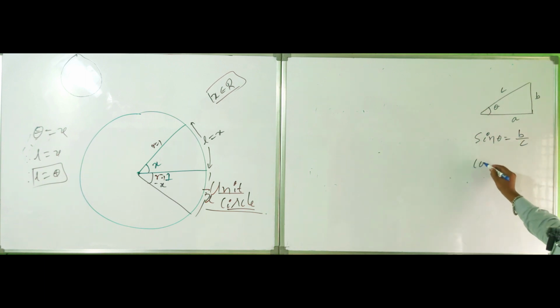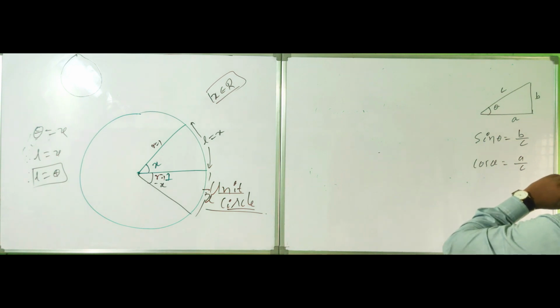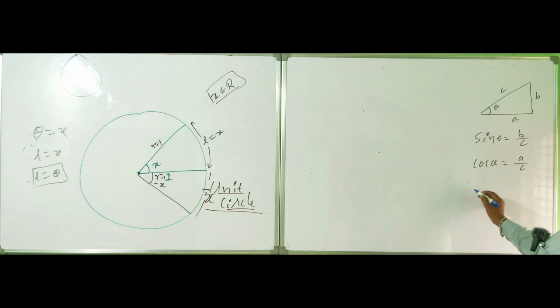Similarly, cos theta is equal to A over C. This also you can write: C into sin theta is equal to B, and C into cos theta is equal to A. This concept I am going to use here.